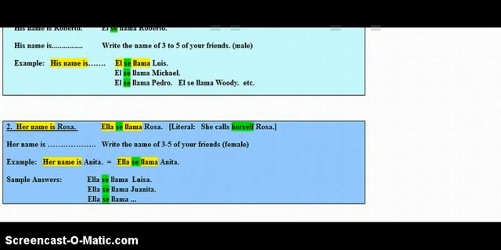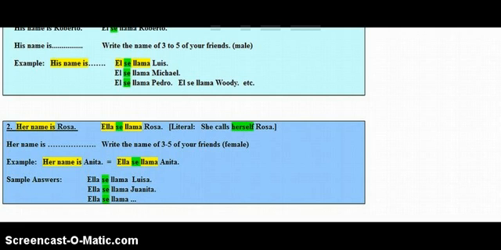Now let's do the female version. Her name is Rosa. Ella se llama Rosa. Remember, before it's he calls himself, now it's she calls herself. She calls herself Rosa. Say it again. Ella se llama Rosa.